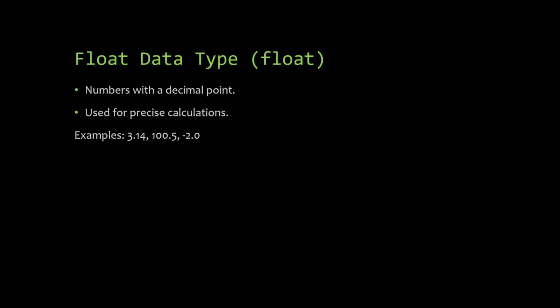When we have decimals, those are called floats. These are more precise. So whenever we have, for example, negative 2.0, it's still negative 2, but we're showing that as more precise. So float data types give us that extra precision.